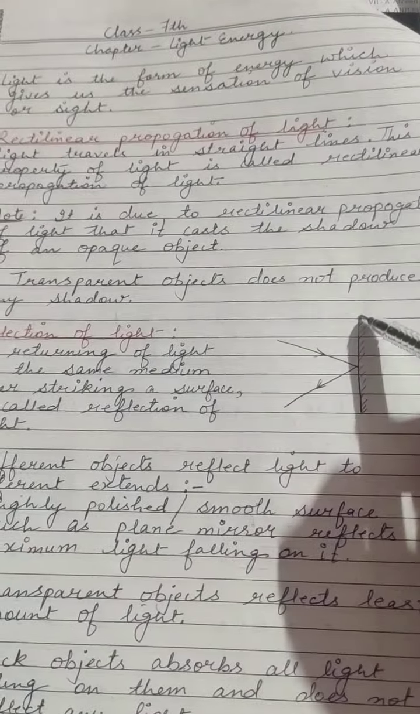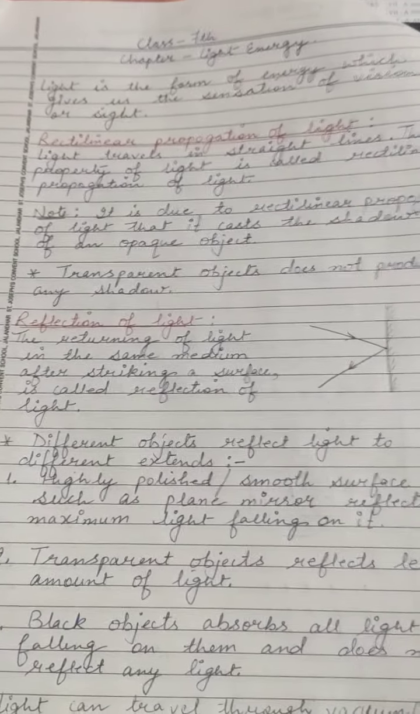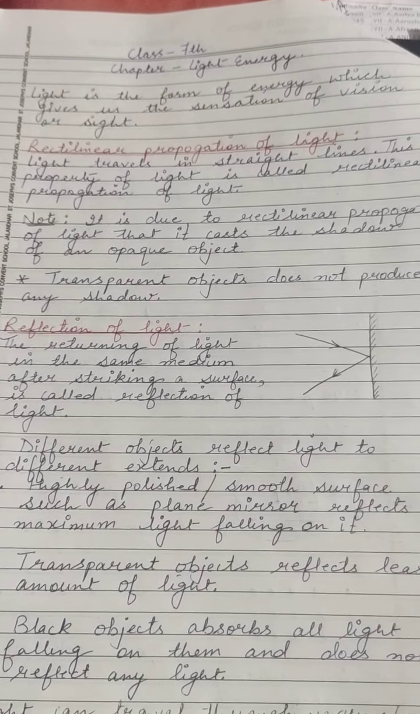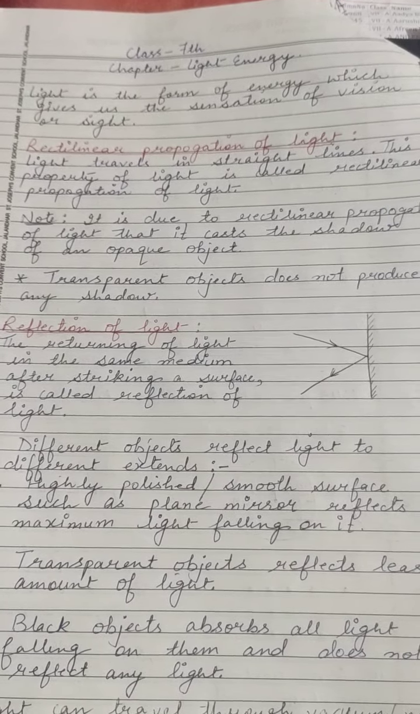Now the next topic we are having is reflection of light. Here you can see I have taken a plane surface. The light is striking this surface, and after striking it returns back in the same medium. So you will write: the returning of light in the same medium after striking a surface is called the reflection of light. This can also be understood by the simple example of a ball. When you throw the ball on the ground, you might notice that it rebounds after striking the ground. This can be related with this particular topic. This phenomenon is called reflection of light.